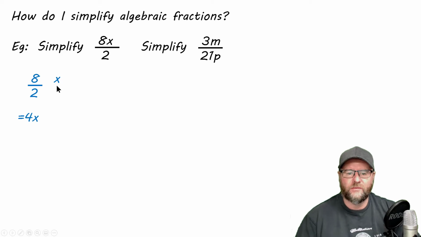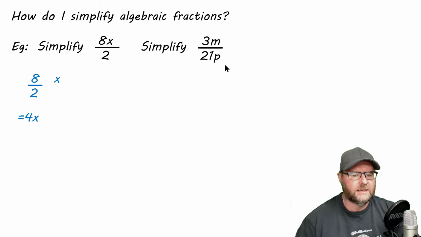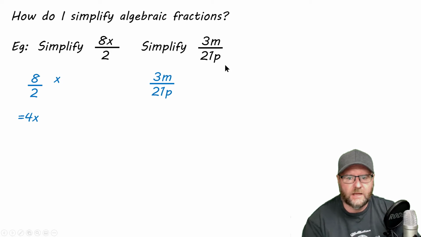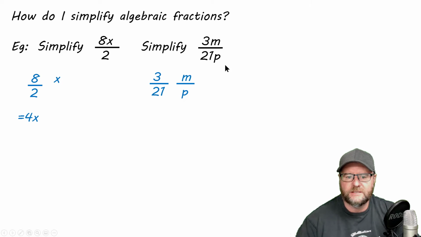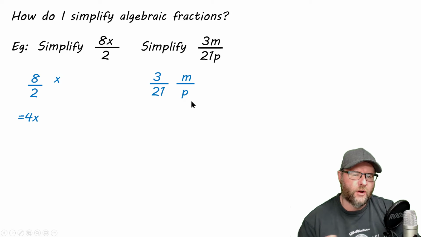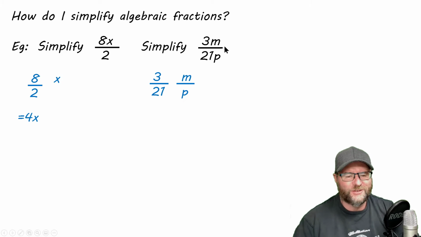What about this one? 3m over 21p. Can we simplify this? It's going to take the exact same kind of process. I'm going to slurp those numbers out the front and split this into a couple of pieces. Okay, so all I've done is I've still got my 3m on the top and my 21p on the bottom, but I've just broken that fraction into two pieces, which I'm quite allowed to do, because if I put those things back together, I've still got the same thing, 3m over 21p.